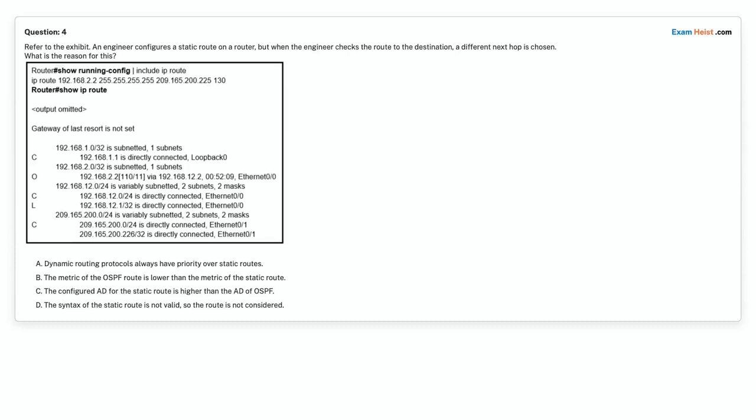Question 4. Refer to the exhibit. An engineer configures a static route on a router. But when the engineer checks the route to the destination, a different next hop is chosen. What is the reason for this?